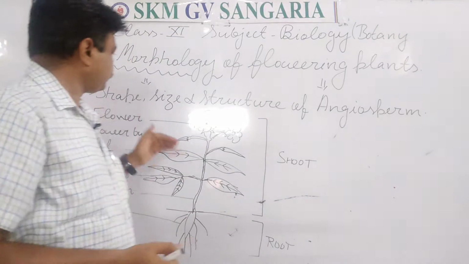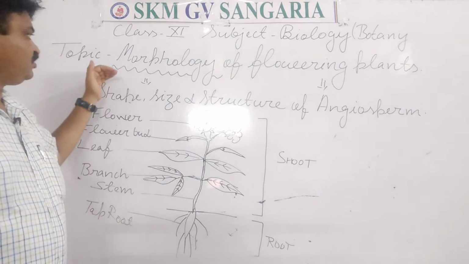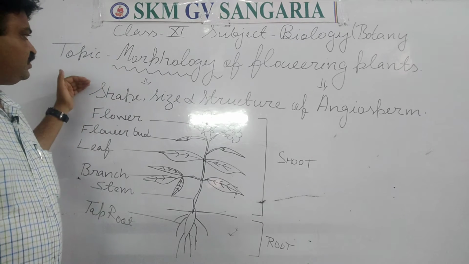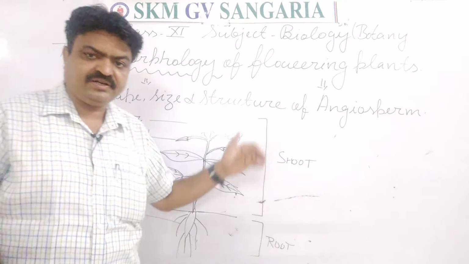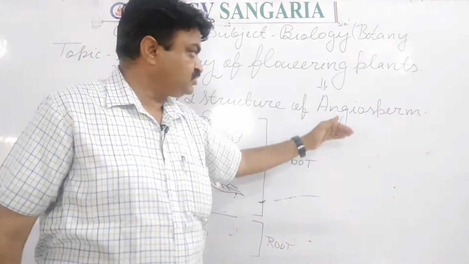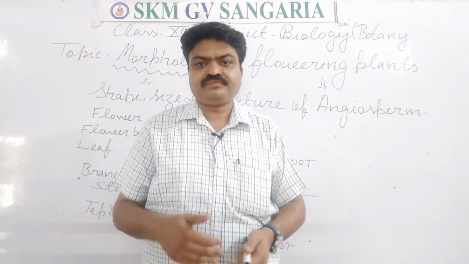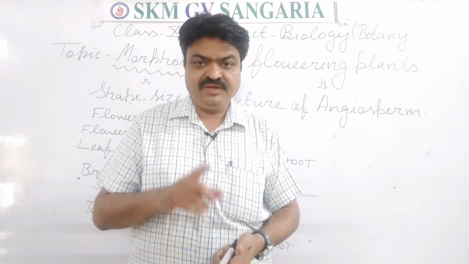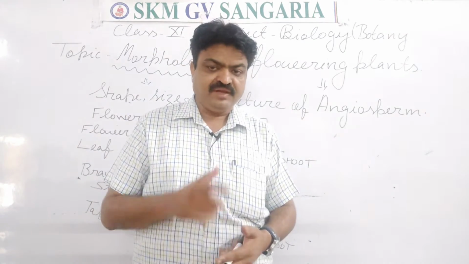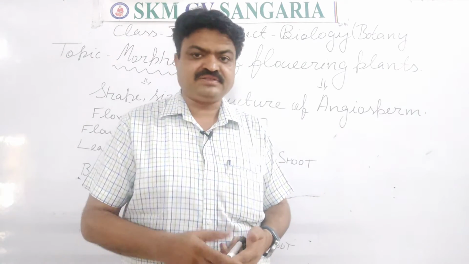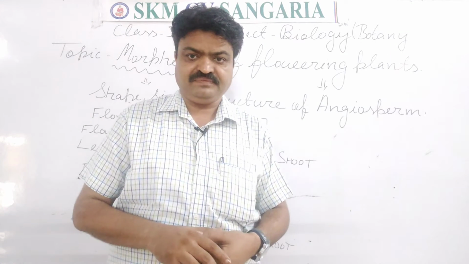In this, the morphology of flowering plants means the branch of science that deals with the shape, size and structure of angiosperms is known as morphology of flowering plants. Means in this we study the external appearance. With the external appearance we also study the internal structure.